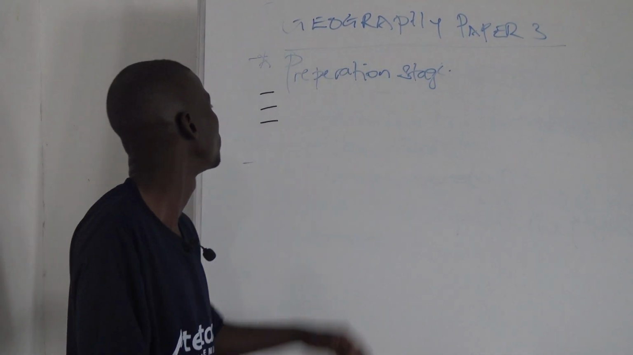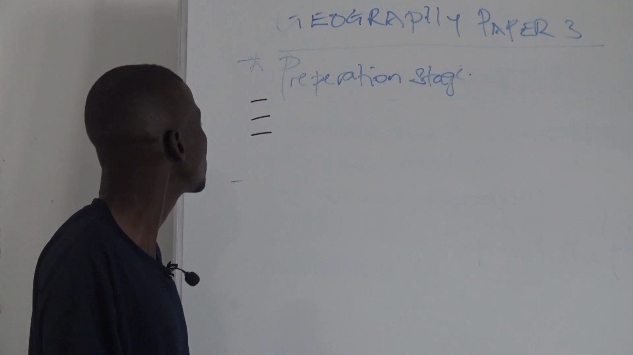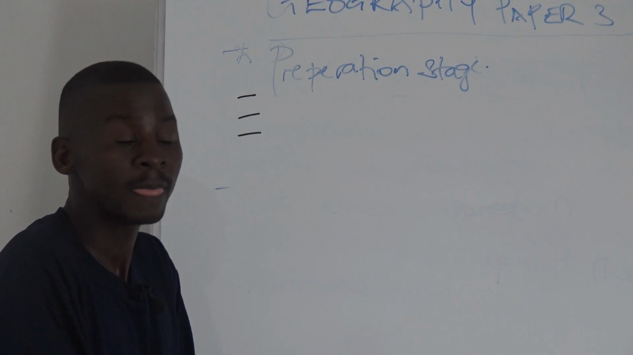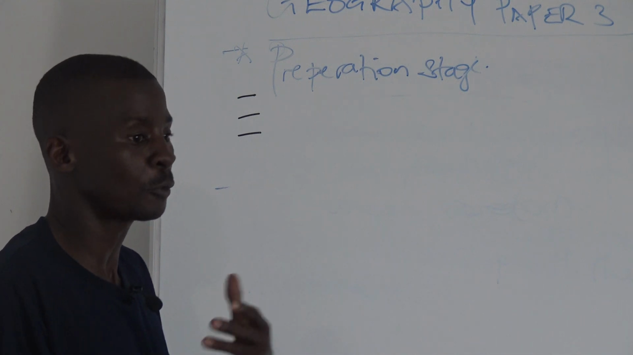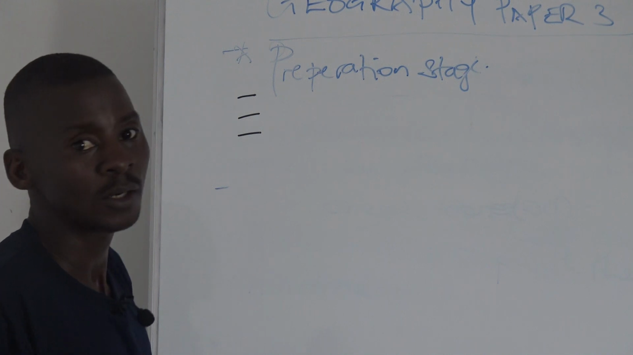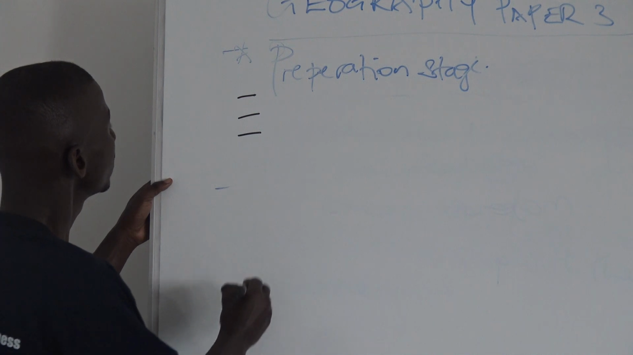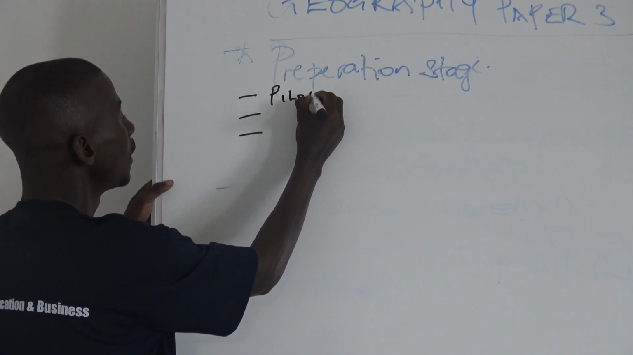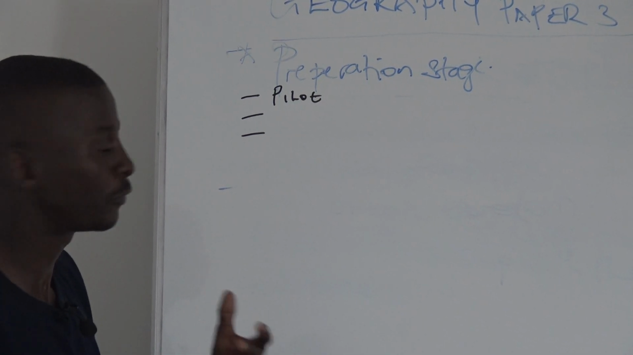Where do we start from? Actually, it begins right from the time the student conceives an idea, or the teacher conceives an idea of taking the learners outside the class to learn from outside. So the preparation stage mainly contains four items. The first item is called the pilot. I'm going to elaborate more and explain each of these.